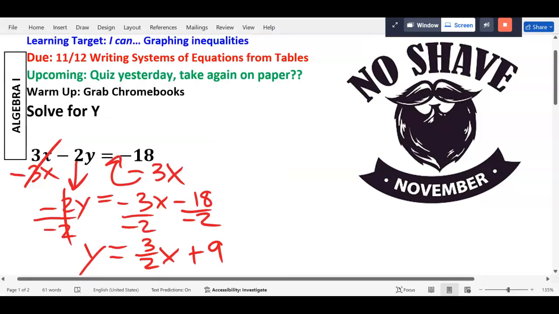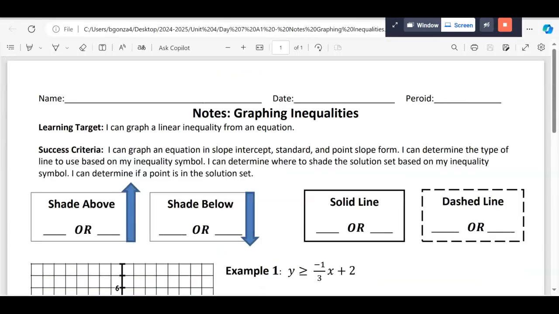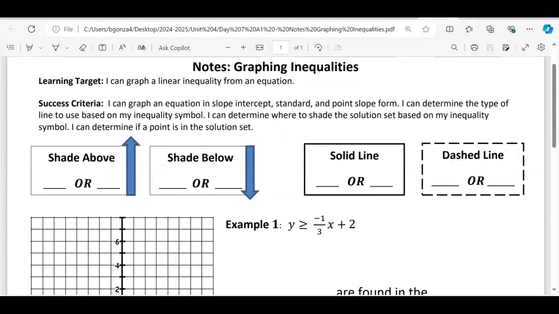First, here we go. All right, now, today we're graphing. Hopefully you're confident on graphing regular lines, equations. But today we're going to graph inequalities, okay?